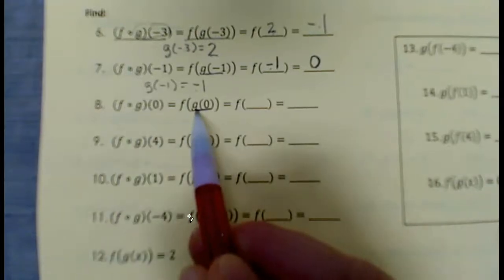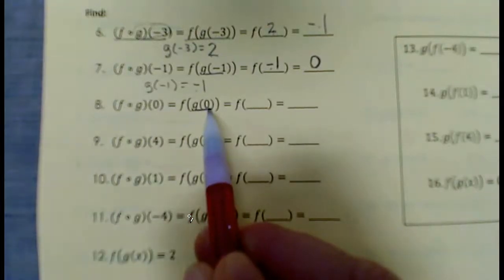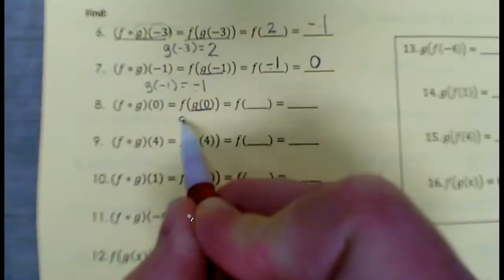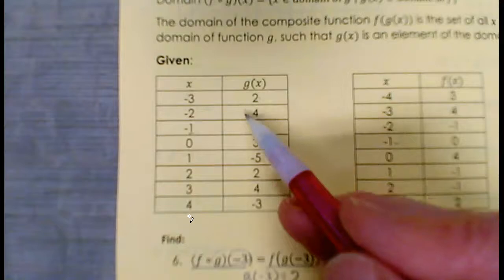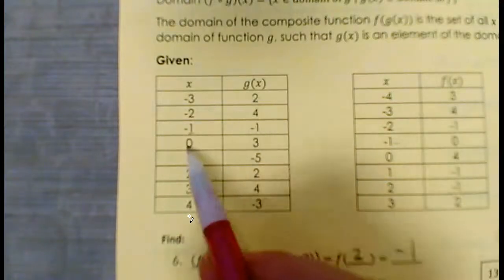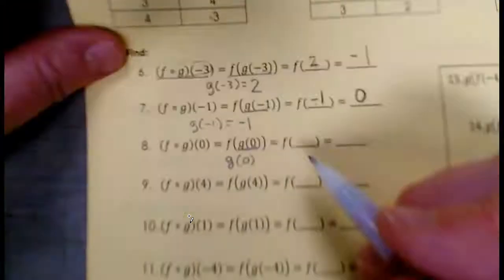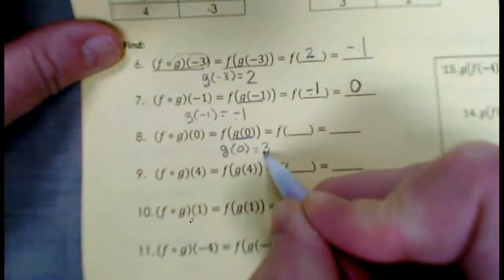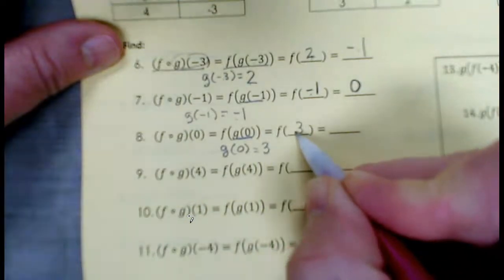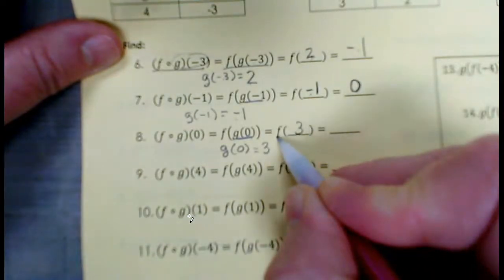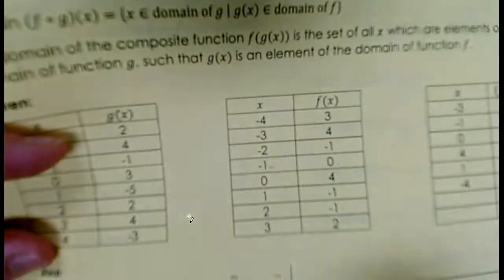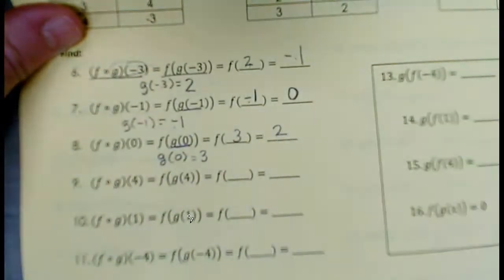You start on the inside. If you have a number to start with, you start on the inside. G of 0. What is G of 0 equal to? I look at this table called G. 0 matches with 3. That answer goes into the outside function. Now I look at the F function table. 3 matches with 2.